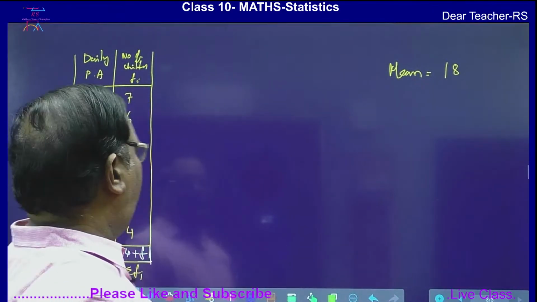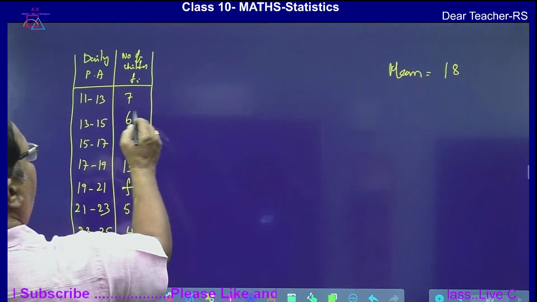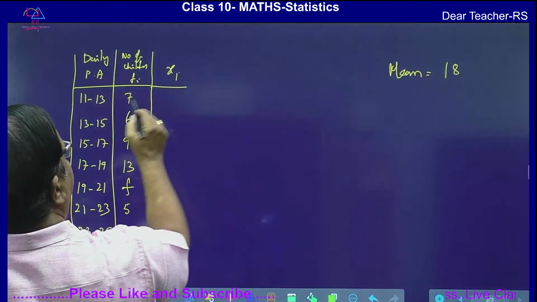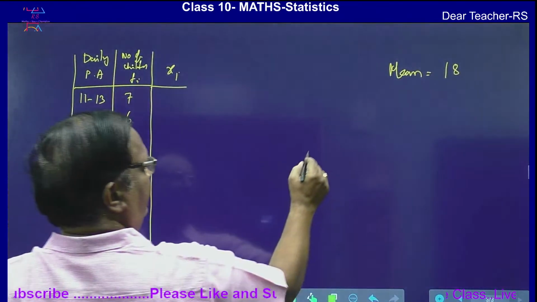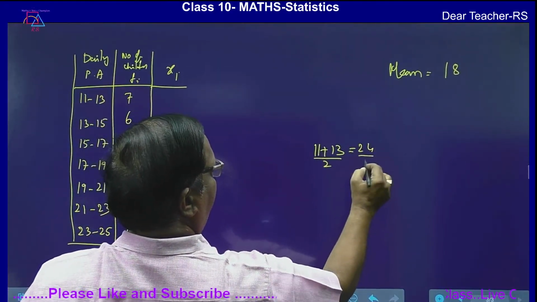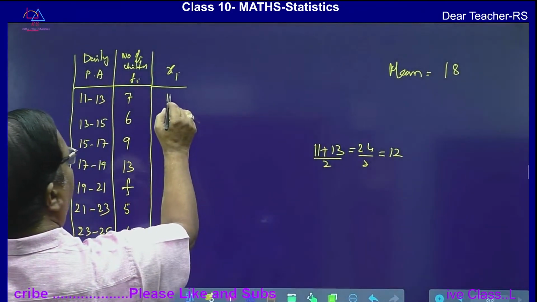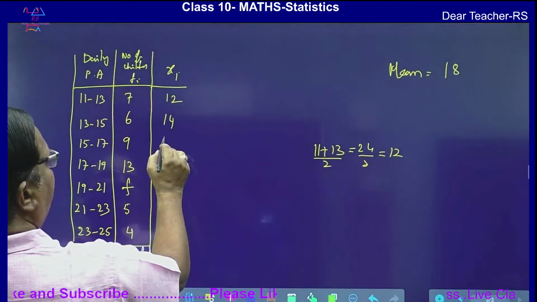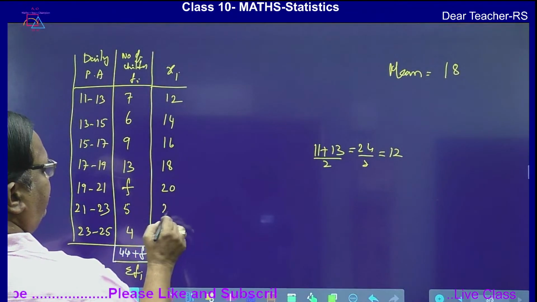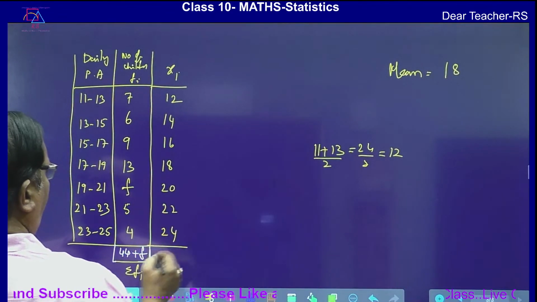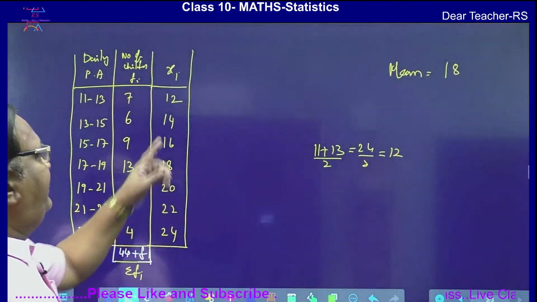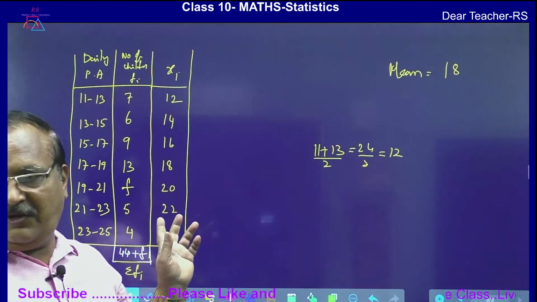So sigma Fi. Now we want direct method only. We want to find xi. 11 plus 13 by 2, 24 by 2 is equal to 12. 12 plus 2 is 14, plus 2 is 16, 18, 20, 22, 24. Okay. So be careful, if the first one is wrong, the entire thing will be wrong. You have to be very careful.